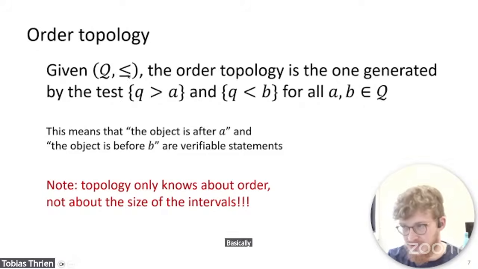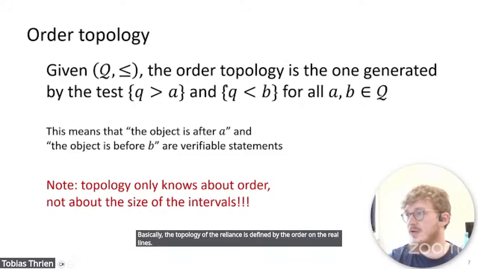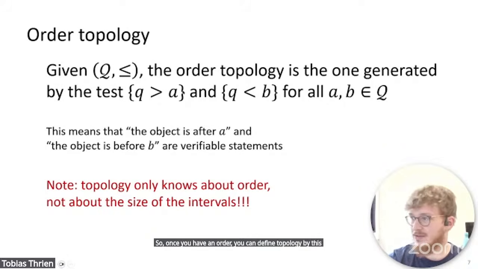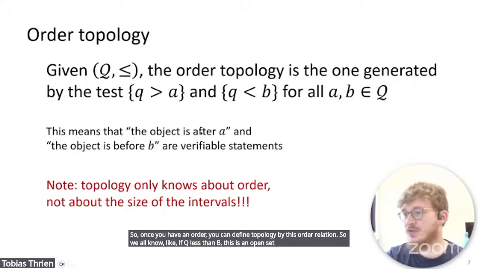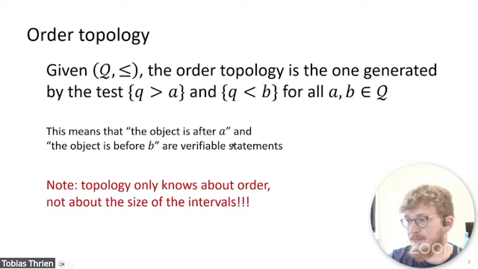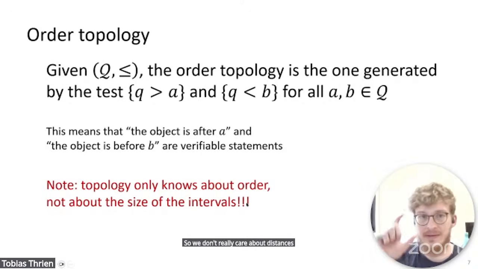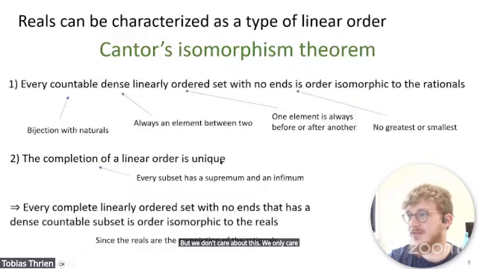Basically, the topology of the real line is defined by the order on the real line. So once you have an order, you can define a topology by this order relation. So we all know, like, if a < x < b, this is an open set. So if you know the order, you know the topology. So we don't really care about distances, which would require a difference. But we don't care about this. We only care about the topology in this case.